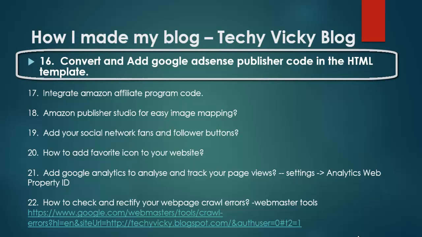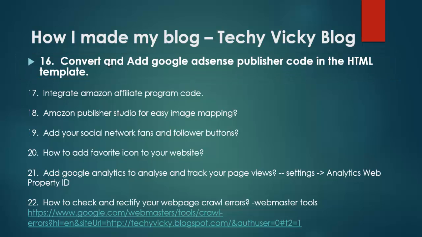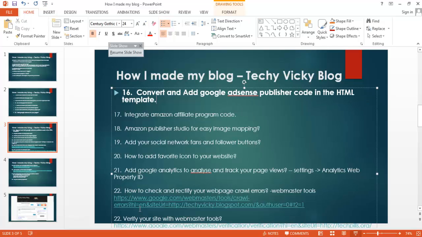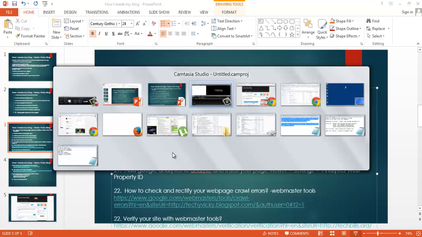This video is part 16 of how I made my blog. Here I'm going to explain how to convert your HTML code to ASCII codes, because you need that to display Google AdSense on your website or blog. I'll show you now how to do it.